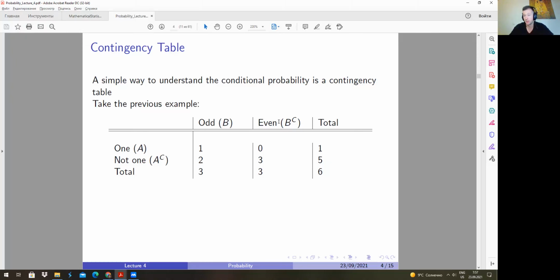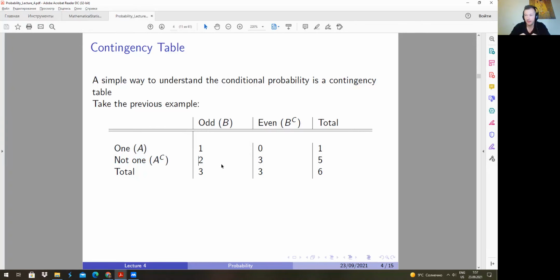So how many odd and even numbers in total do I have? 3 and 3 is here. How many ones and not ones do I have? 1 and 5, it's here. So look, now if I want to calculate the probability of A, I'm taking 1 and I divide this by 6. If I want to know the probability of an odd number, probability of B, I'm taking 3 and divide this by 6.